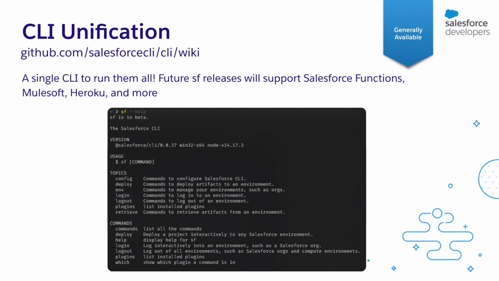I briefly talked about this to explain how to work with functions, right? There is this CLI unification that is happening. The functions part is generally available with functions, right? We are going to be able to configure, deploy, and take a look at our environments, etc. with the SF executable in the CLI, and future releases are going to support much more, like MuleSoft, Heroku, and the regular SFDX commands.